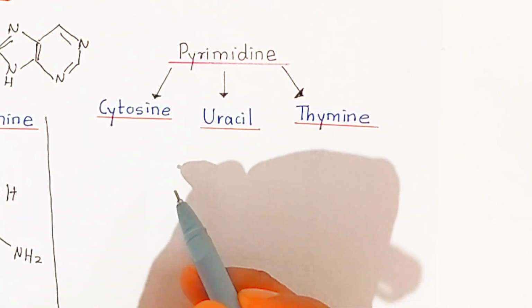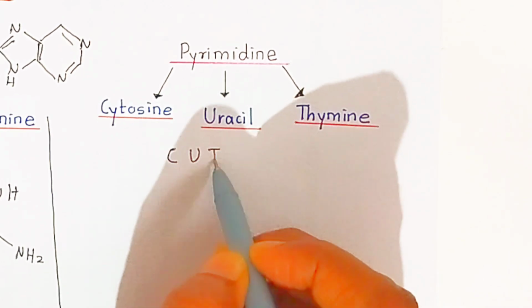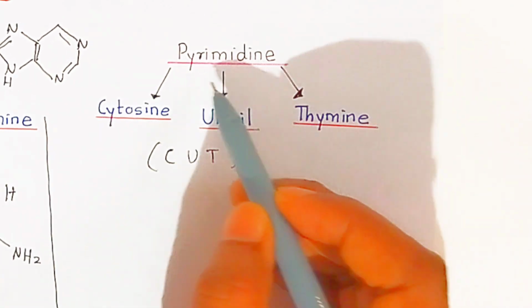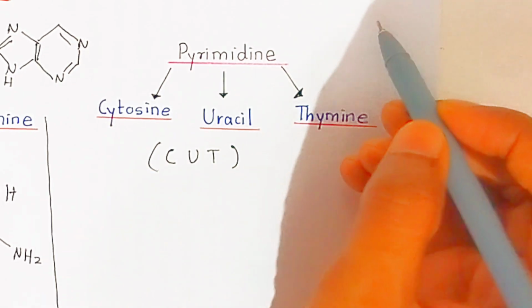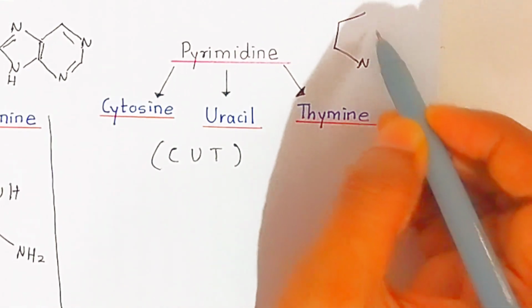Now come to the cytosine structure students. In a short way, you can learn like this: CUT. You can say cut. Now pyrimidine structure, students, it is a 6-membered ring containing 2 nitrogen. The 6-membered ring will be like this, containing 2 nitrogen.